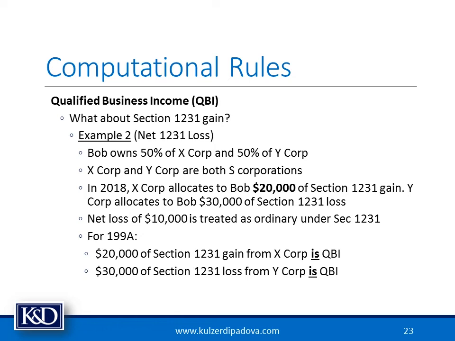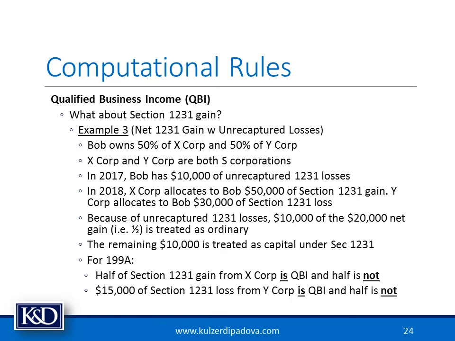Now we've got a net loss. If we change this to where X Corp allocates $20,000 of 1231 gain, we've got a net $10,000 loss. Under the 1231 rules, that $10,000 loss is going to be treated as ordinary loss. So under 199A, both the gain from X Corp and the loss from Y Corp are considered QBI. That's pretty straightforward, I would think, till now.